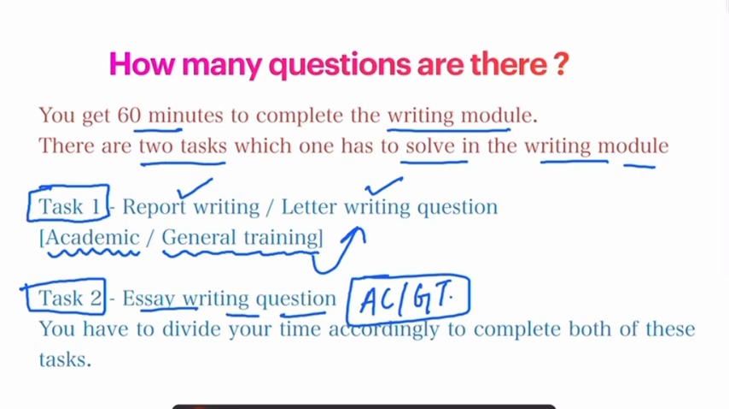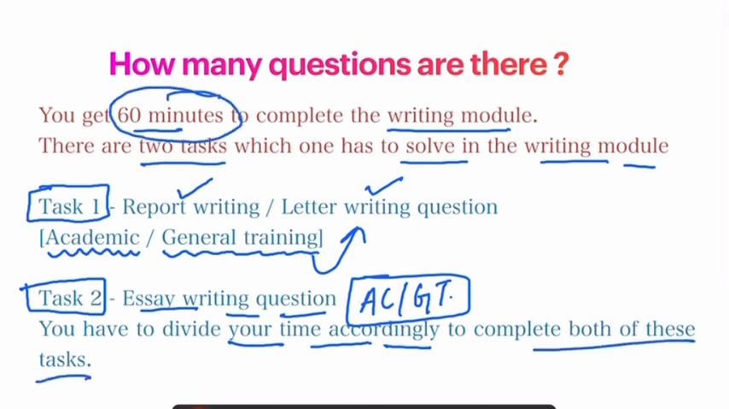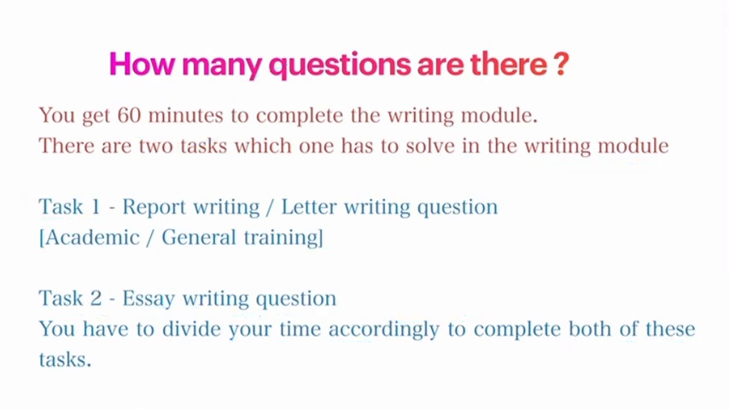So here you have to divide your time accordingly to complete both of these tasks. There is not going to be a separate timer for task 1 or task 2. You will be given one timer of 60 minutes, and you have to divide and time yourself separately for these two tasks. Let's learn how we can do that. The word length varies in both the tasks. So we are going to understand in the coming slides how much time we should devote to each task.